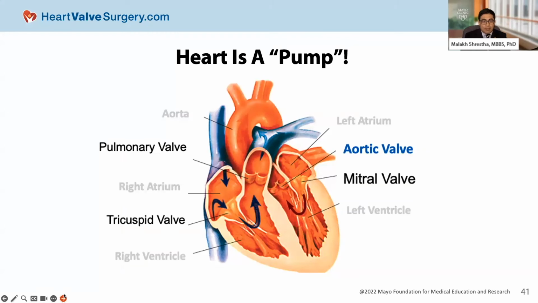So again, like we heard previously, the heart is just a pump, and we're talking about the valves. There are 4 valves in the heart. The only function is to make sure that the blood flows in one direction. So we are talking about the aortic valve now on the left side, and it is the valve between the left ventricle and the aorta.